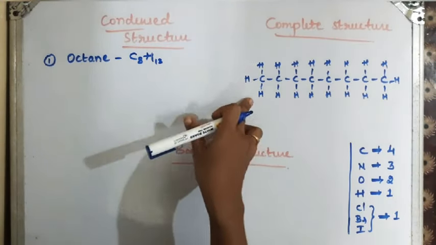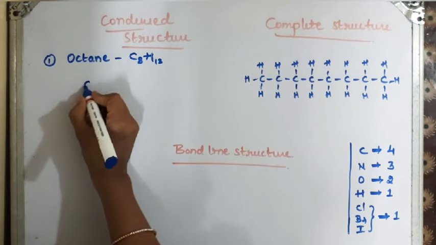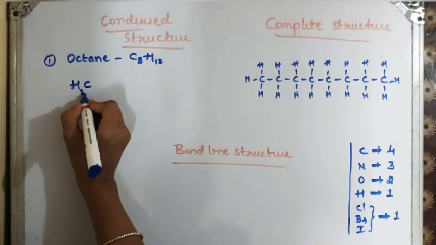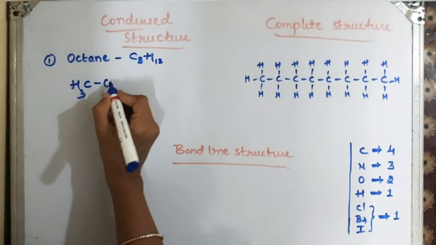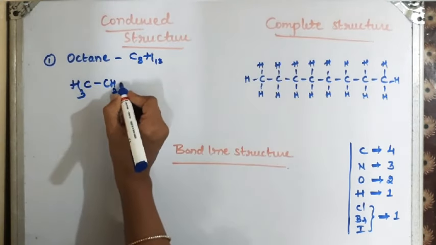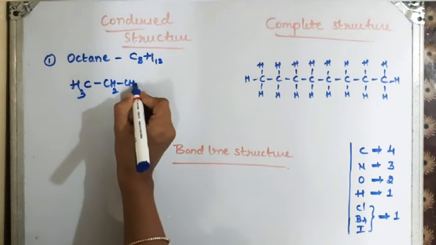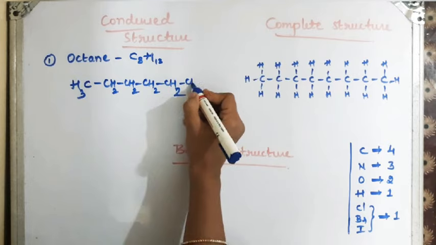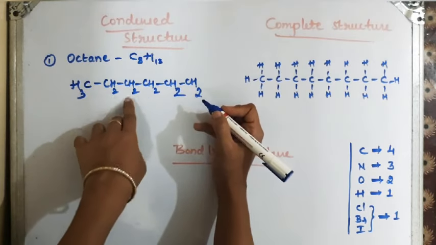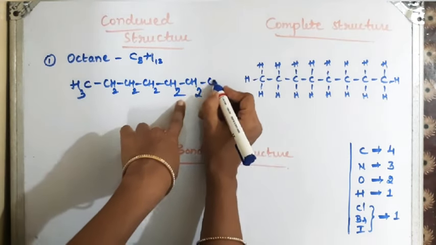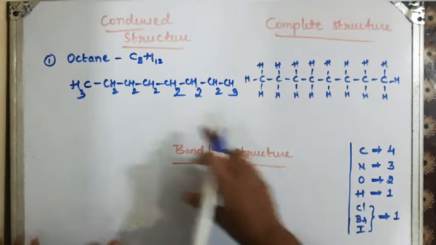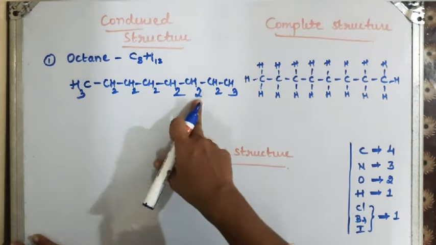Okay, so I will write here, first it is carbon connected with 3 hydrogens. Again we have a carbon which has 2 hydrogens. So CH2, CH2, CH2, CH2. How many is that? 1, 2, 3, 4, 5, 6, 7 and 8. Correct? So this is the octane: 1, 2, 3, 4, 5, 6, 7, 8.